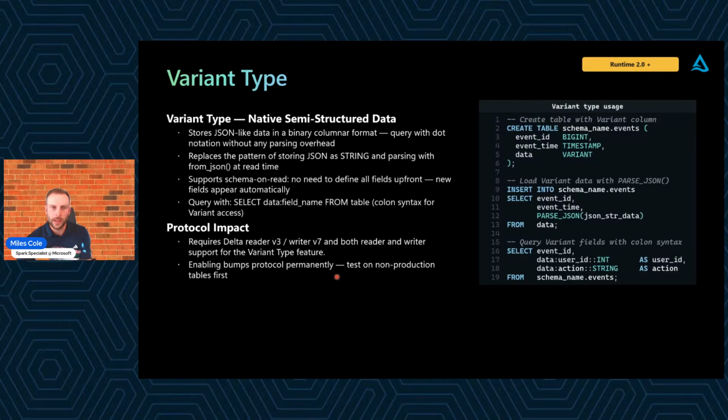And the big thing, besides the developer experience being a lot better, is that the variant data type makes processing semi-structured data at scale and running these types of semi-structured queries much faster, especially as the size of the data scales.